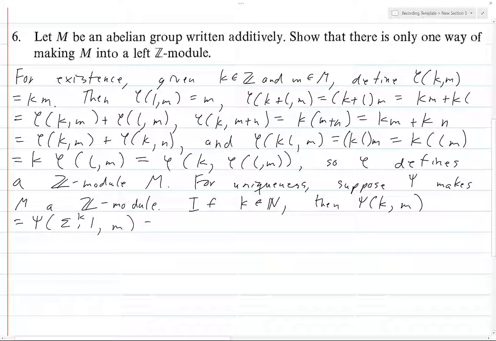But because this is a module, this is the sum from 1 to k of psi of 1m. And because this is a module, we know that if we're summing it by itself from 1 to k times, we're adding it to itself k times, and then psi of 1m, because this is a module, is m. Okay, so that's that.